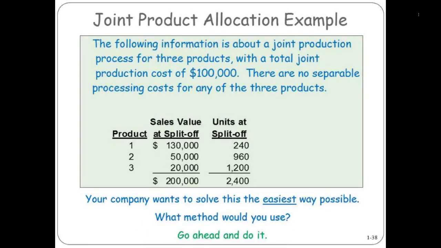Same problem, but you want to do it the easiest way. What will you do? The easiest way is by volume. So we'd use the units at split off rather than the other. Why don't we quickly do that one?